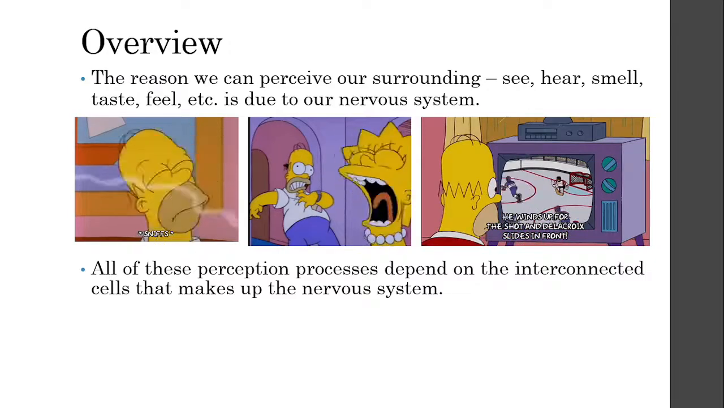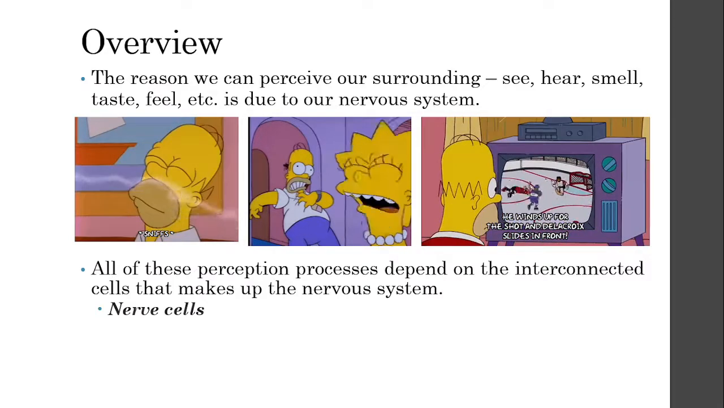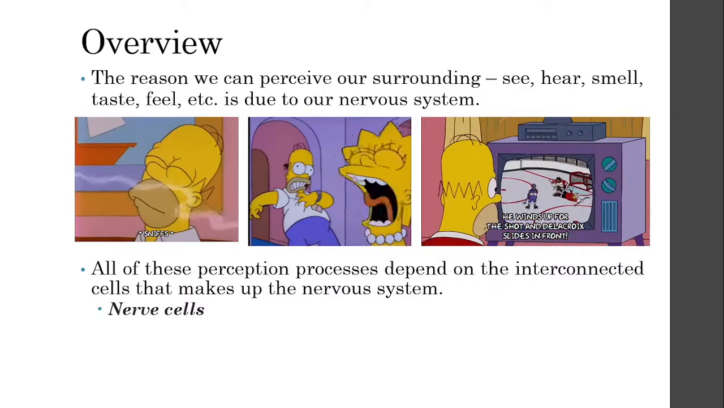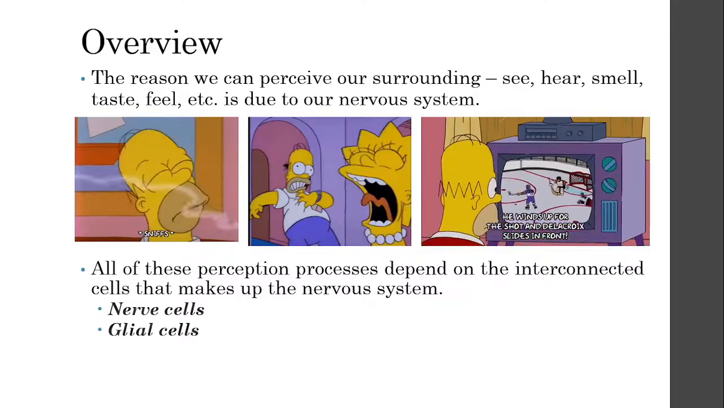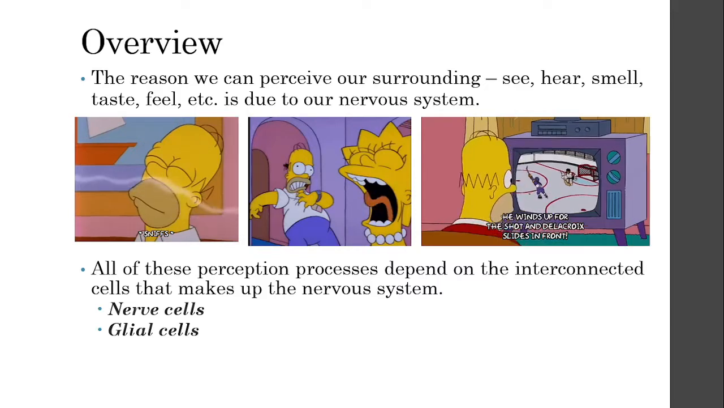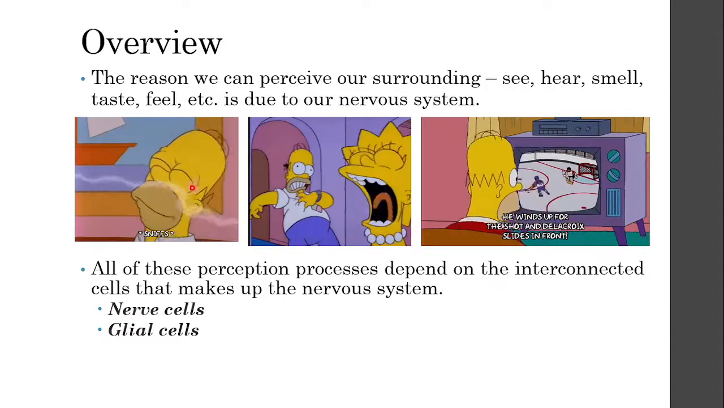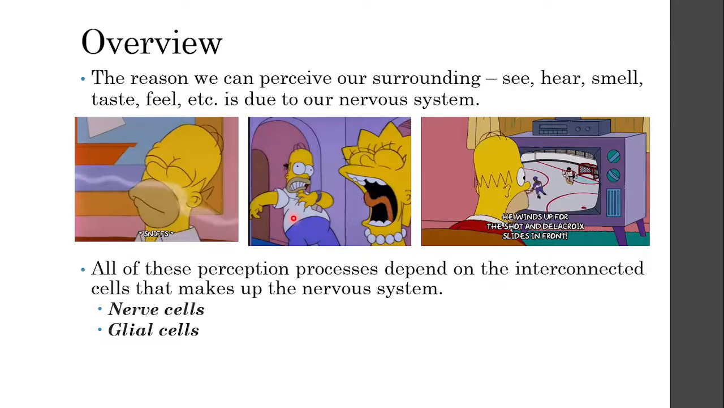And all of this perception is actually dependent on two very important types of cells in our nervous system, namely the nerve cells, which serve as the basic functioning unit. They are the ones necessary in transmitting and receiving signals into our brain and into the parts of our body. And then we have the supporting cells, which are the glial cells, which nourish and protect the nerve cells. And the nerve cells need protection because, again, without these nerve cells, it will be very difficult for us to have this perception.